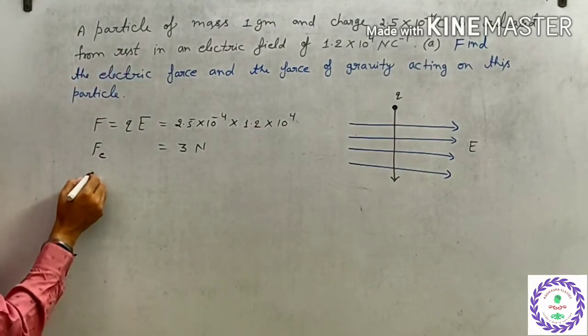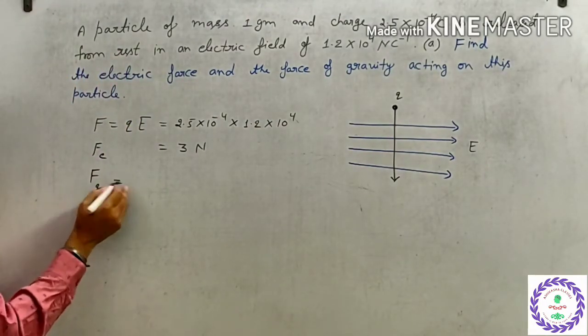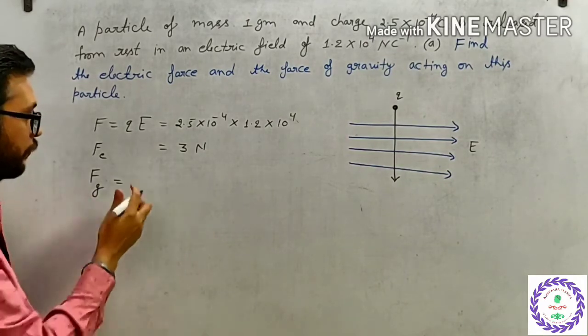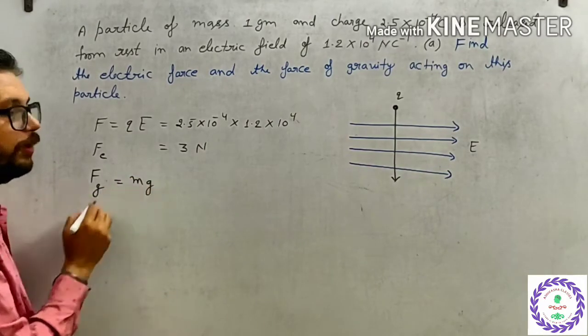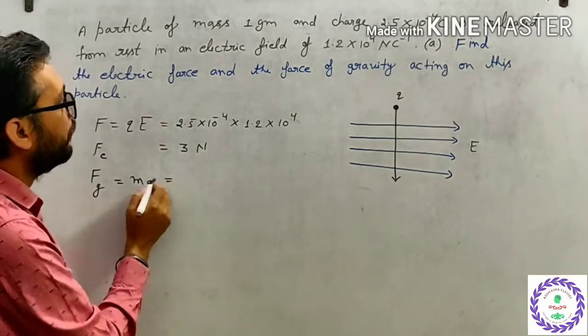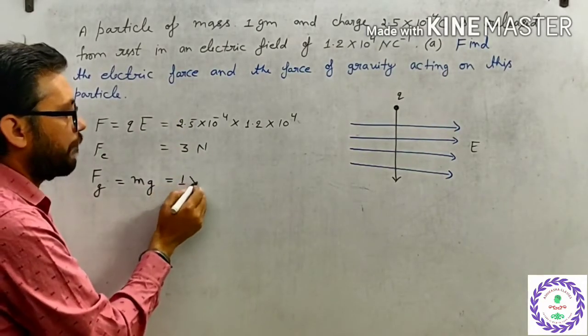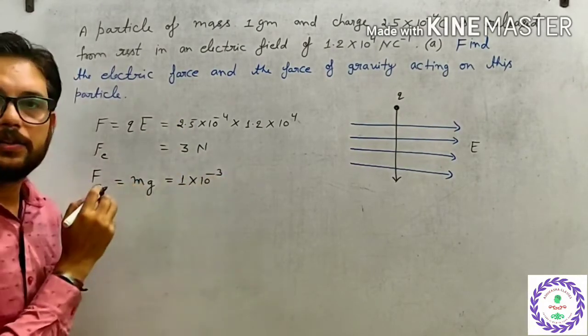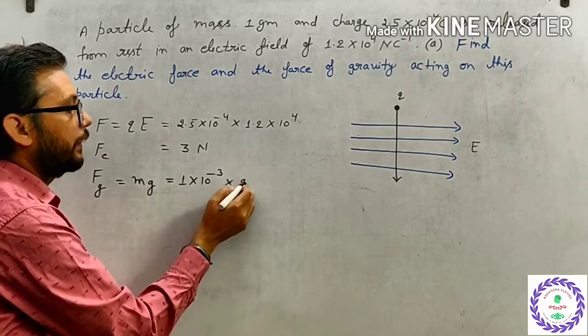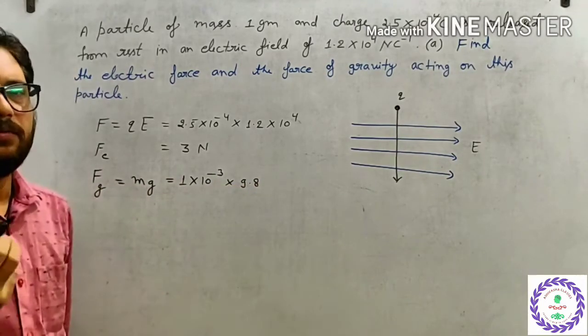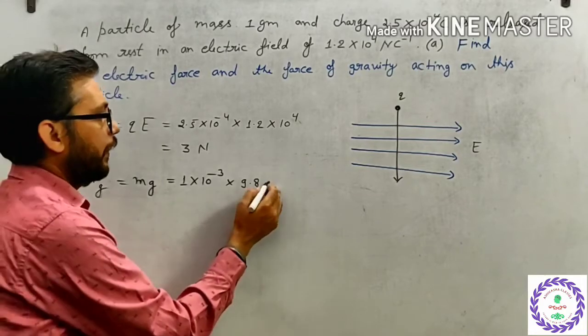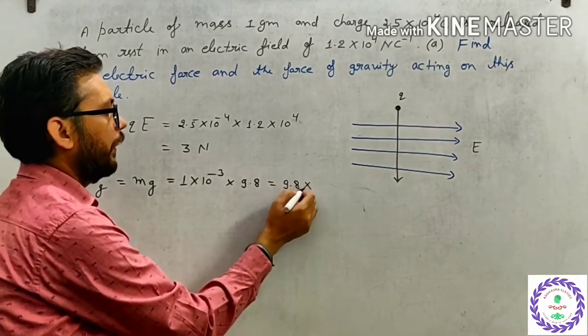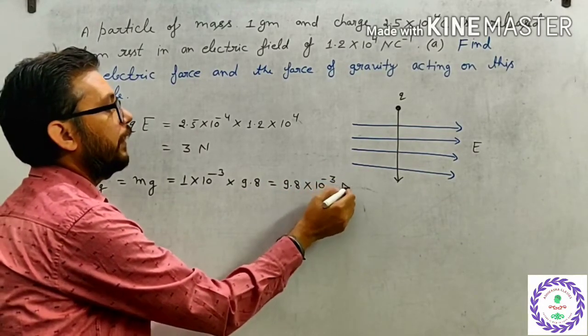If we have to find the force of gravity, the force of gravity means weight. Weight will be equal to mg, and m is given as 1 gram, so 1 into 10 to the power minus 3, and g you can take as 9.8 or 10, whatever. Then we get 9.8 into 10 to the power minus 3 Newton.